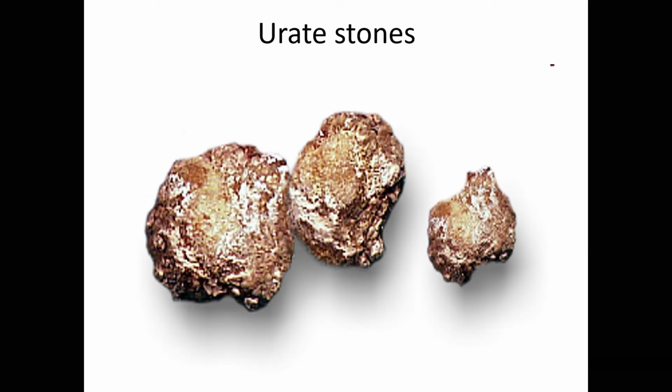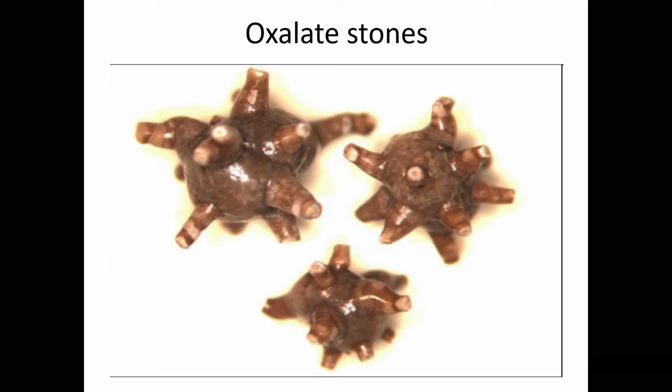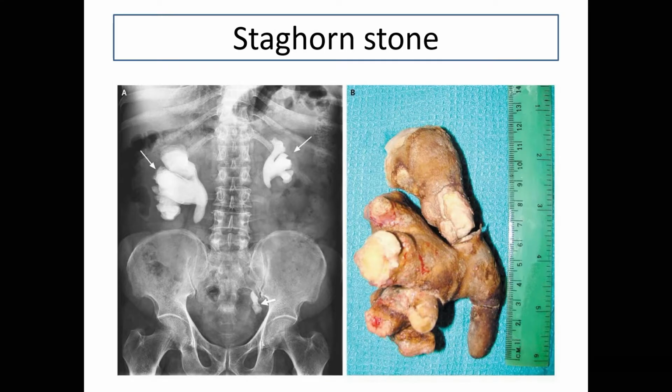This is how urate stones look. This is how oxalate stones look. The staghorn stone is big, fills the whole pelvis, and is hard to treat, but we have treatment such as percutaneous nephrolithotripsy, which removes all this stone.